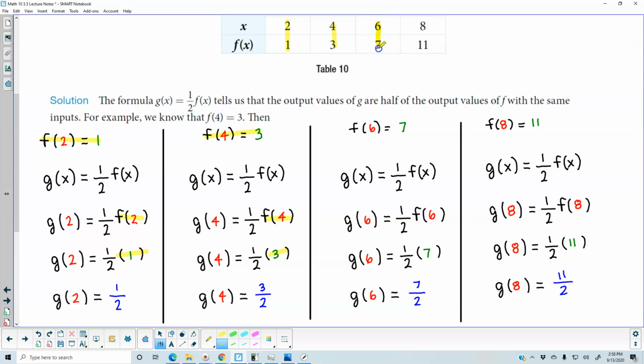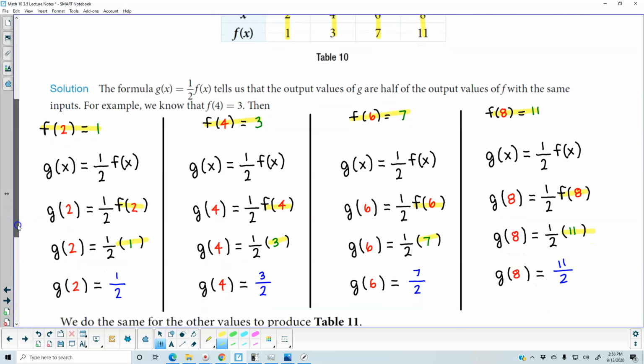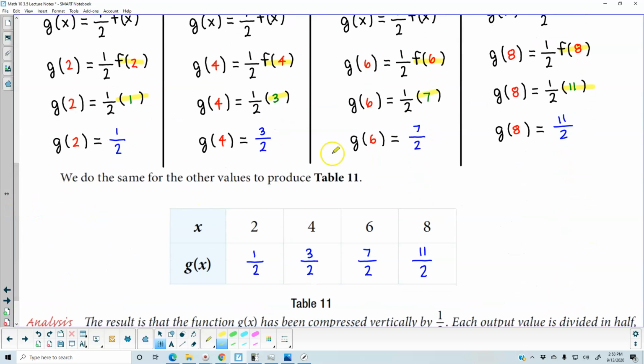Next, from our table, we have f of 6, which is equal to 7. Again, using this function, we get g of 6 is going to equal 1/2 of f of 6. Recall that f of 6 has an output of 7, so 7 times 1/2 is going to give you 7 over 2. And the last one, we have f of 8, which is equal to 11. So when we plug in g of 8, it's going to equal 1/2 of f of 8. We know that f of 8 has an output of 11, so 11 times 1/2 is equal to 11 over 2. So we do the same for all the other values.